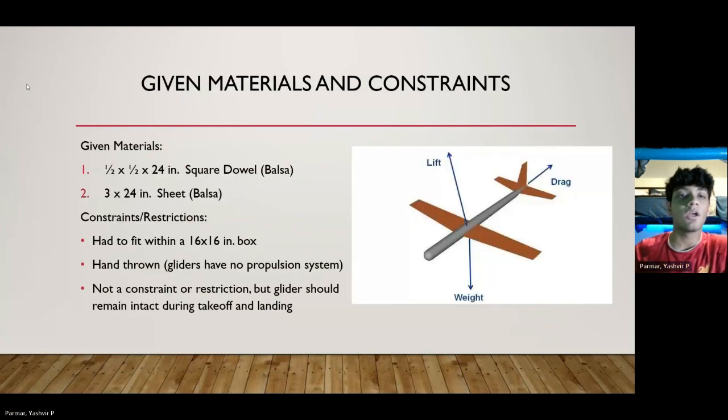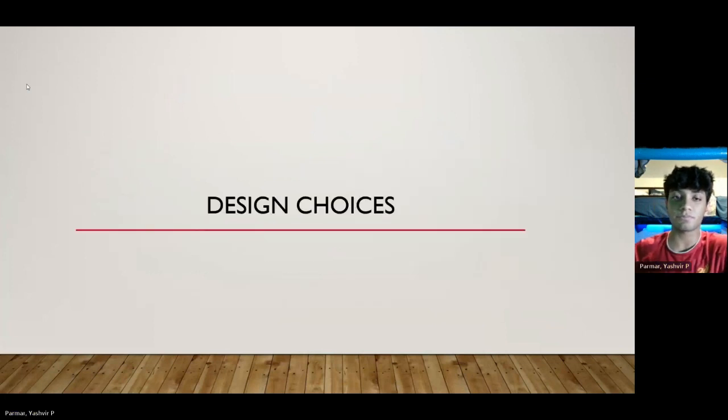So our given materials were a half inch by half inch by 24-inch square dowel and a 3 by 24-inch sheet, both made of balsa wood. Now there are some constraints and restrictions as well. It had to fit within a 16 by 16-inch box, meaning it's a pretty small glider. It's hand thrown and has no propulsion system, as seen on the right. And this last one is not necessarily a constraint or restriction, but a good glider should remain intact during takeoff and landing.